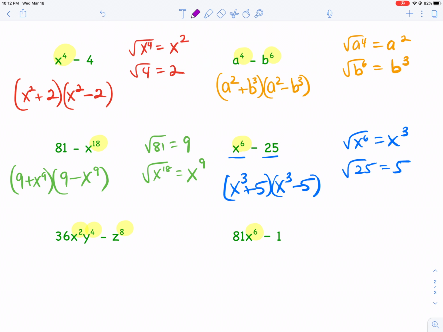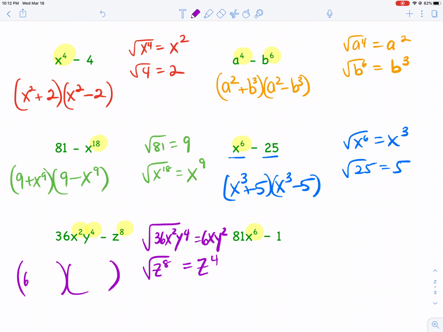Next example. The square root of 36x squared y to the 4th is 6xy squared. The square root of z to the 8th is z to the 4th. Set up my two binomials. 6xy squared is first in each parenthesis. Z to the 4th is second in each parenthesis, plus and minus.